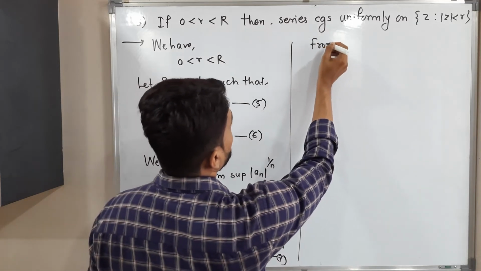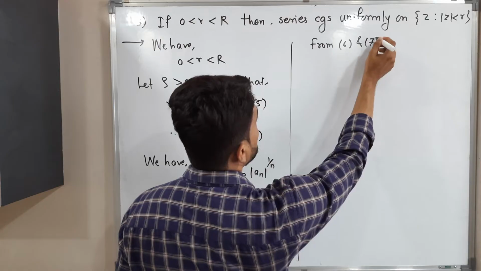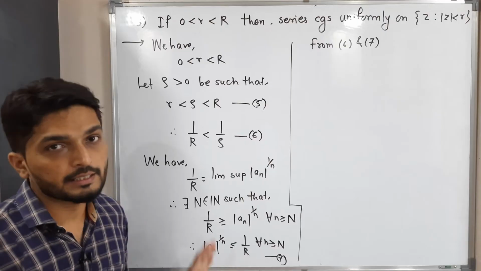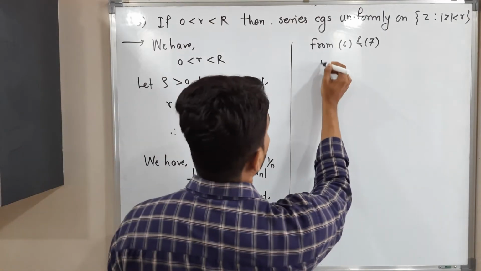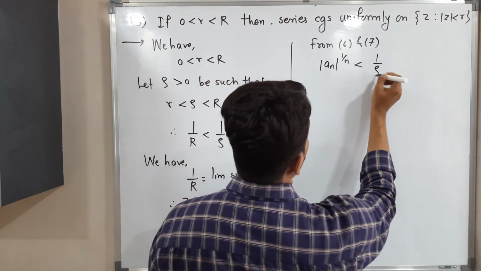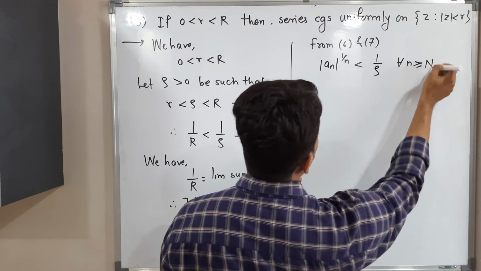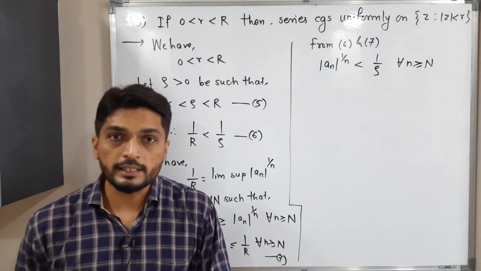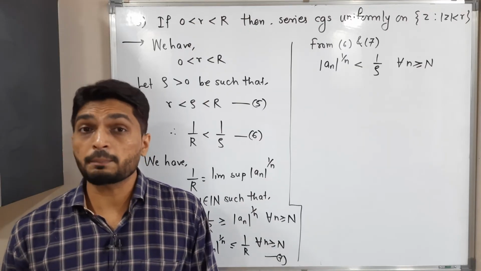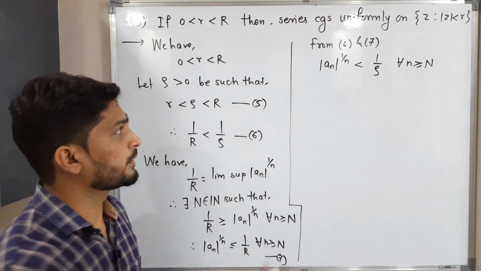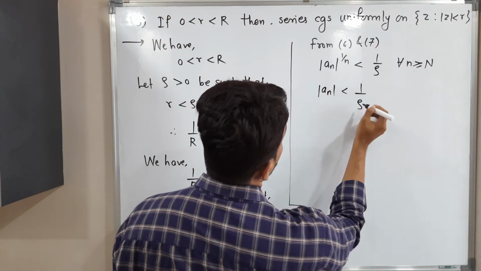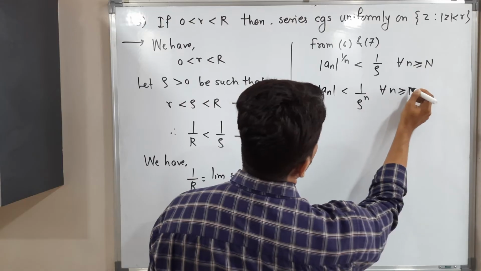So let us combine 6 and 7. See, A less than B, B less than C, so definitely we can write A less than C. From 6 and 7 we can write mod a n raised to 1 by n less than 1 by rho for all n greater than or equal to capital N. Can you guess the next step? Yes, the same thing. Let us take the nth power of both sides. The 1 by n power will vanish, and you will have simply mod a n less than rho raised to n for all n greater than or equal to capital N.